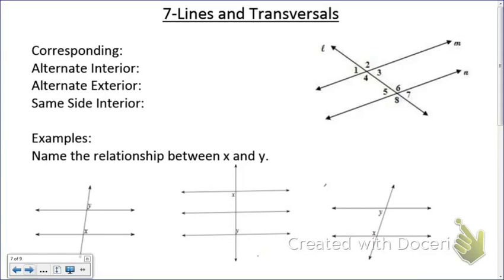There are 4 angle pairs that we discussed in class that are created when 2 lines, for this instance M and N, are cut by a transversal. In this case would be L.